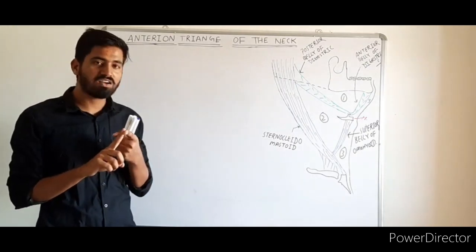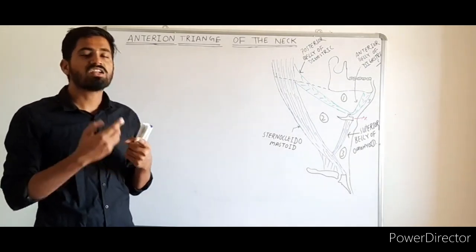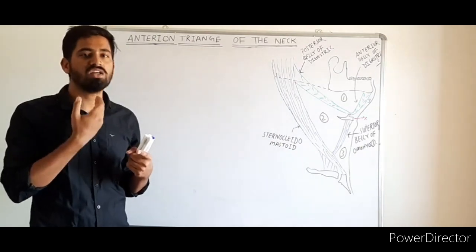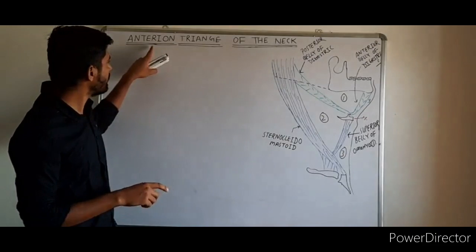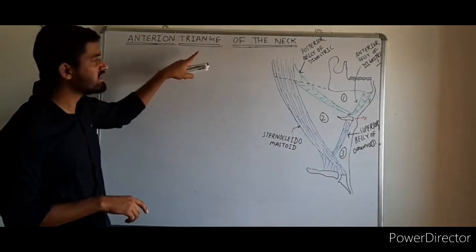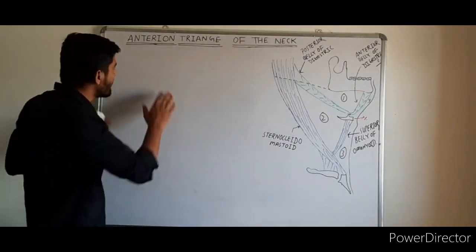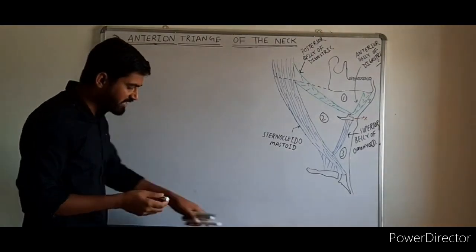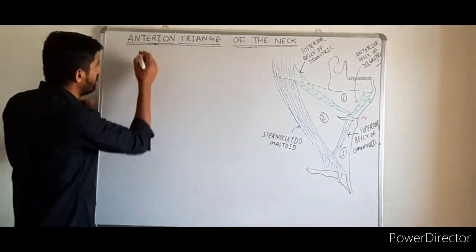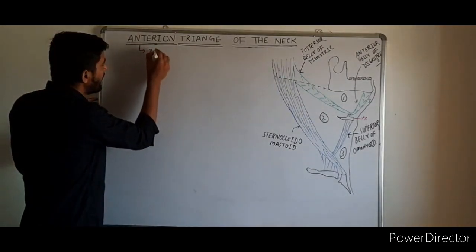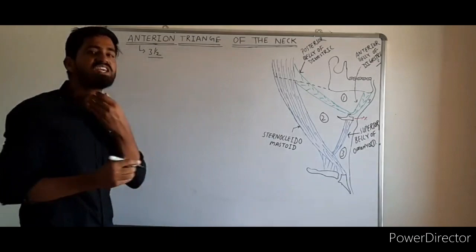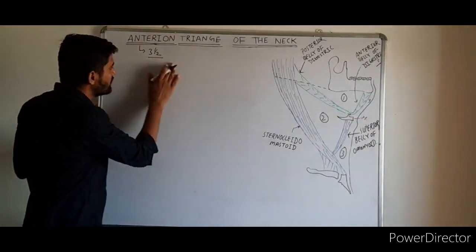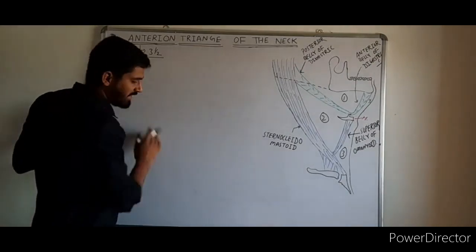In the first part, we already covered the structures present in the anterior median line of the neck, and the second part is the triangles of the neck. So today we are starting the anterior triangle of the neck. The anterior triangle of the neck is number 3.5, 3.5 on each side from the median line.